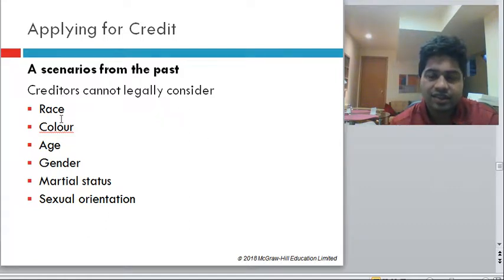Creditors cannot legally consider the following. Okay, this is very important. If someone denies you credit because of these reasons, you can sue them. You cannot be denied credit because of your race, your color, your age, your gender, sexual orientation, as well as marital status, because all of this is personal.